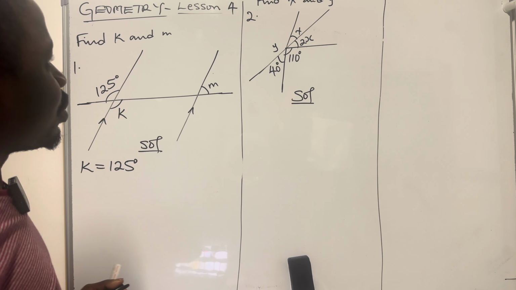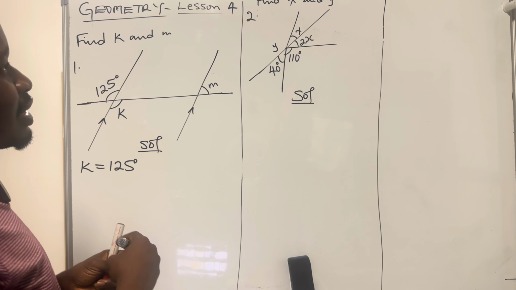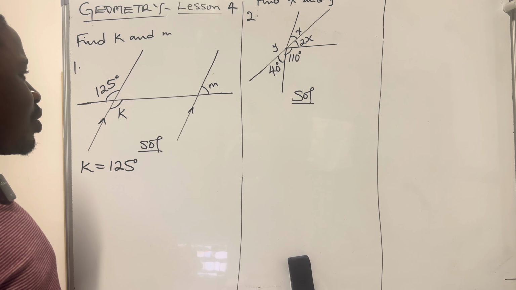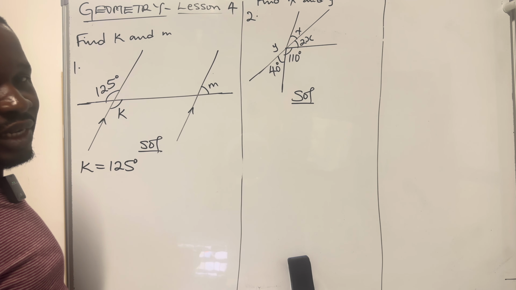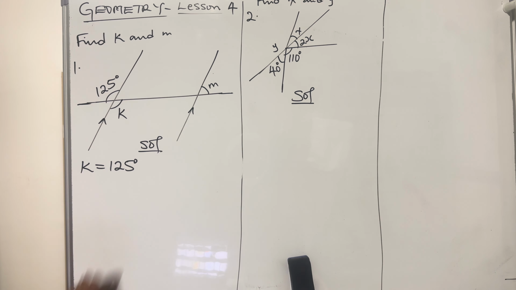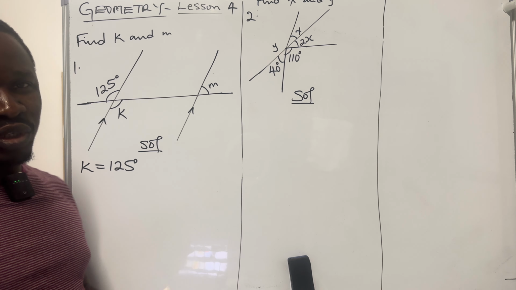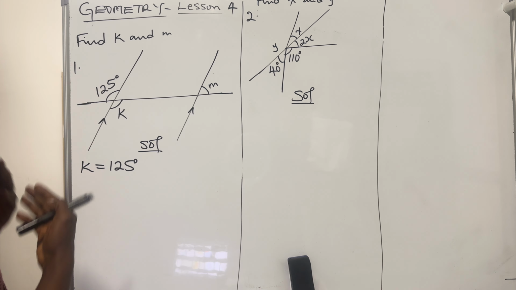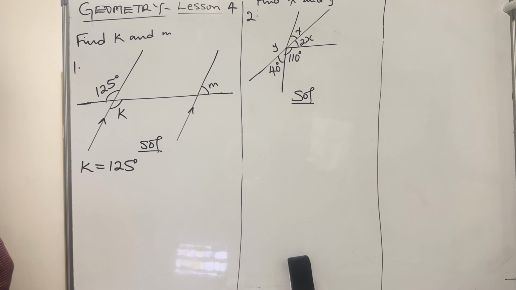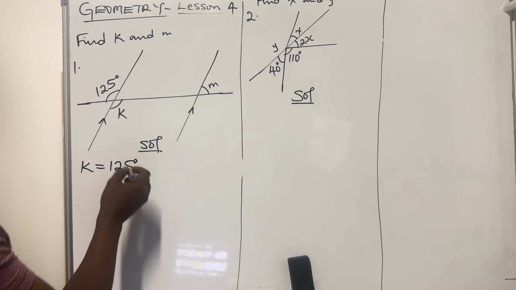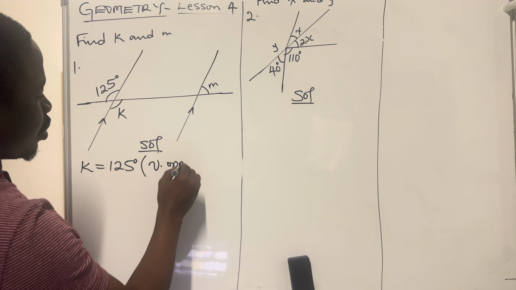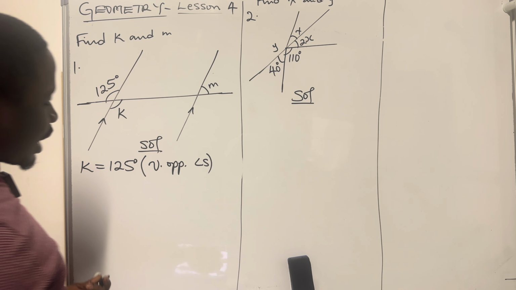In geometry, you only need to be able to recognize the appearance of the angles. You only need to understand the theorems. Once you are able to do so, then the rest is easy. So K is 125. But saying K is 125 in geometry doesn't make much sense because why do we say K is equal to 125? That reason must be stated. The reason is they are vertically opposite angles. That is the reason.